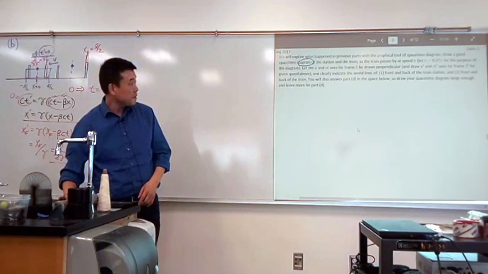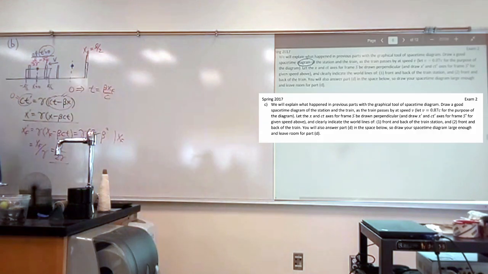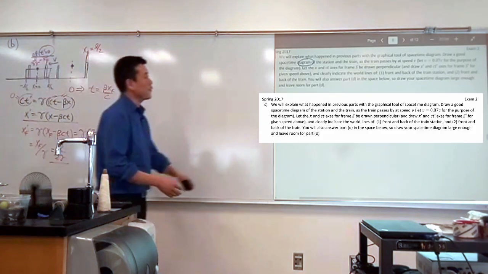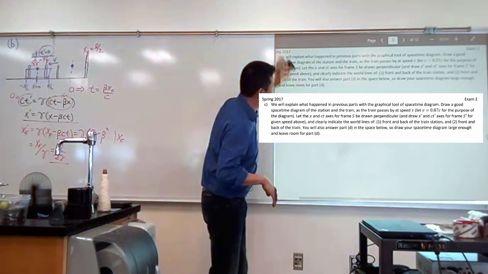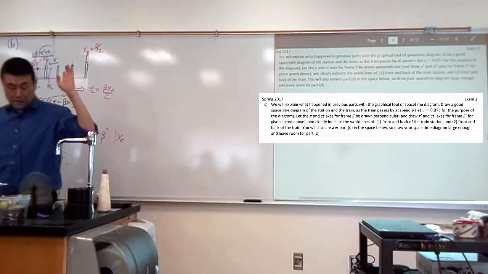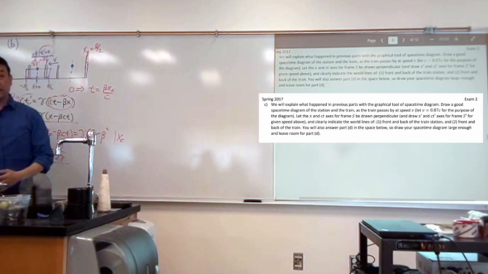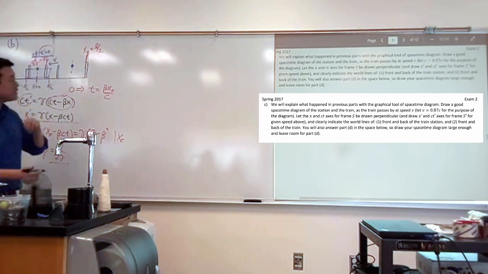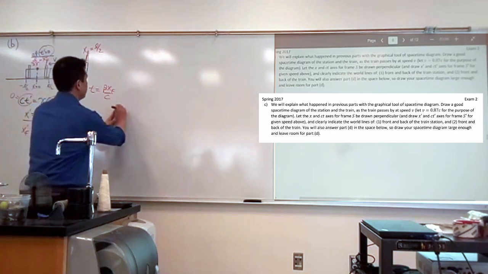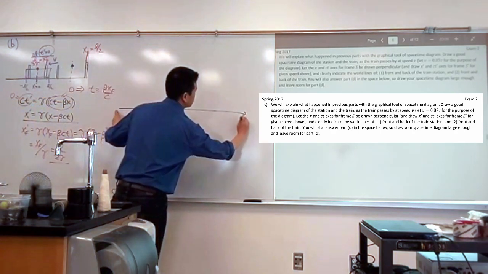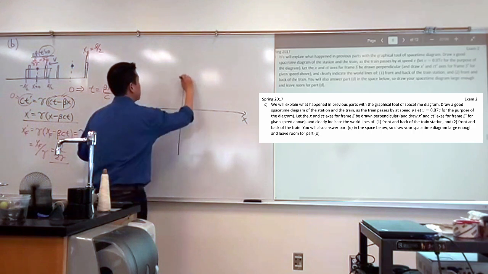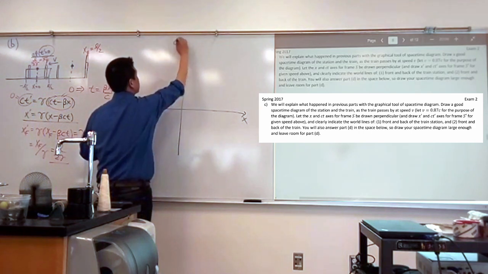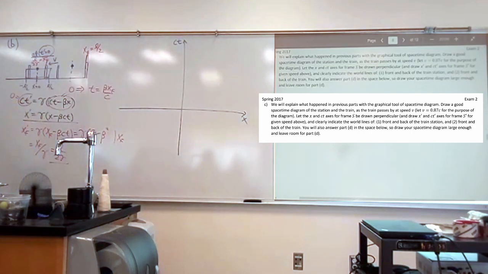I probably cannot ask the exact same question on your exam, because here I'm explicitly asking people to draw a space-time diagram to explain this. So let me at least draw the space-time diagram so that you can kind of see what I'm trying to illustrate here. So this is the axis for the space-time diagram. The x-axis and the time ct axis.